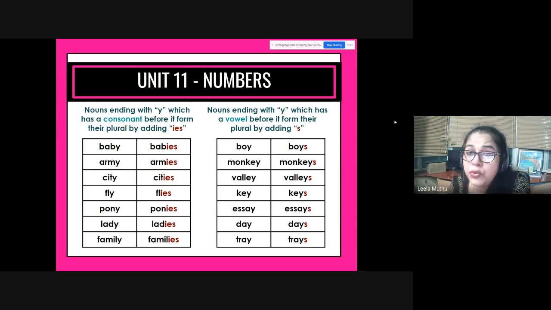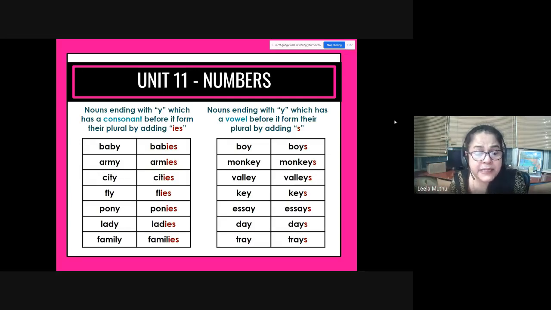Now there's a special rule. If the noun ends with a Y, but before the Y you have a consonant which could be B, C, D, F, G, H, J, K, L, M, N, P, Q, R, S, T, V, W, X, Y, Z. Any of these letters come there before the Y, they are consonants, so you will remove the Y in these cases and just add I, E, S. Okay, so baby, remove the Y and add IES, and baby changes from the singular to its plural form.